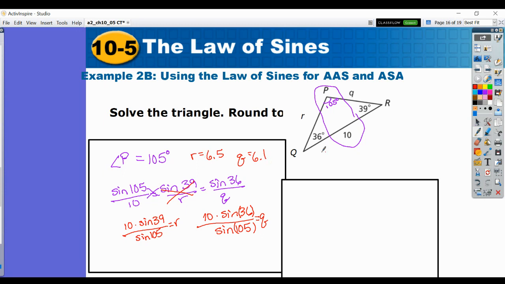R and Q are very close. It's a good idea to go back and look at your picture. Is 6.5 reasonable? Is 6.1 reasonable? Well, the biggest angle should have the biggest side, and the smallest angle should have the smallest side. So these all look like good, reasonable answers.